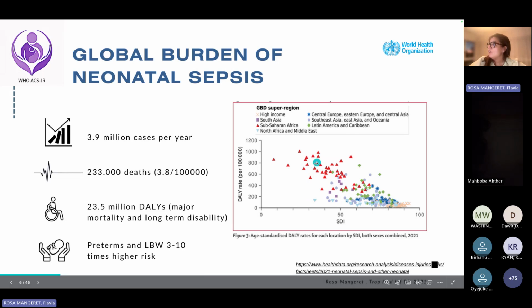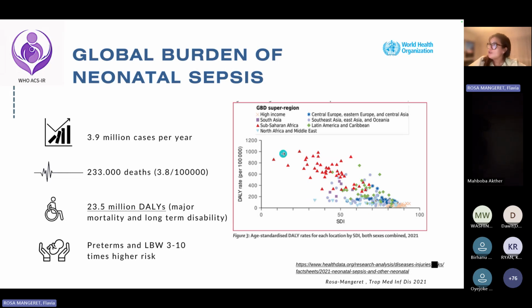And we see in this figure that actually these DALYs, this major mortality and long-term disability, are seen mostly in sub-Saharan Africa. That's the red ones. That's where we have the highest DALYs, and also Southeast Asia.